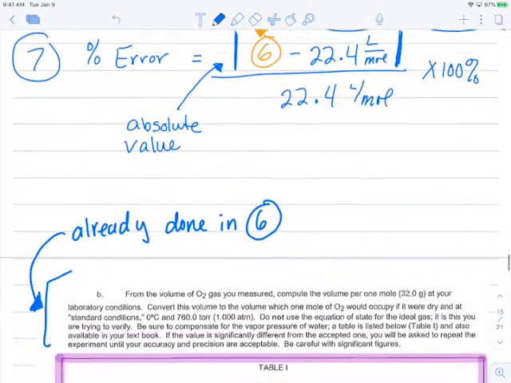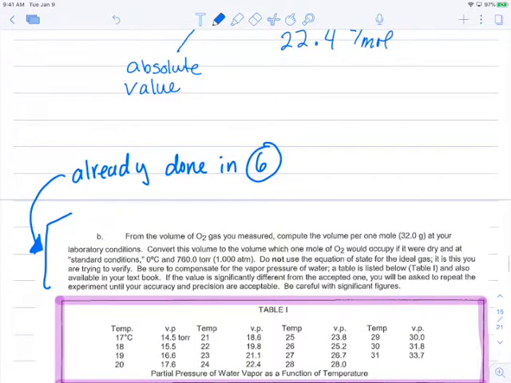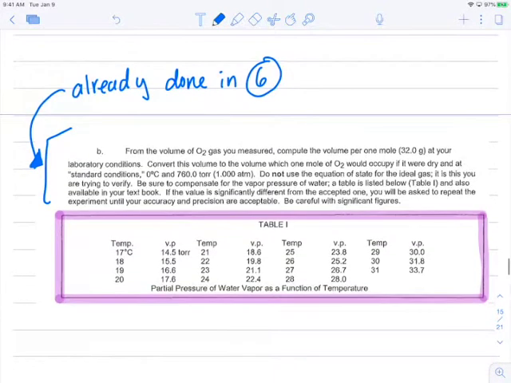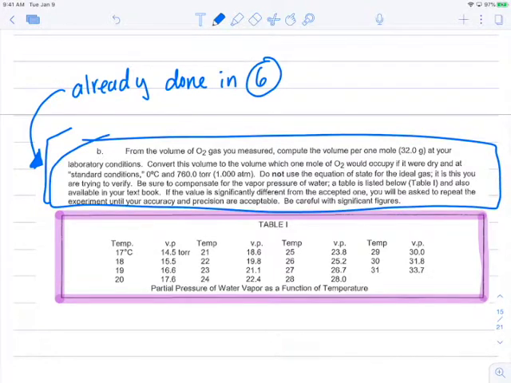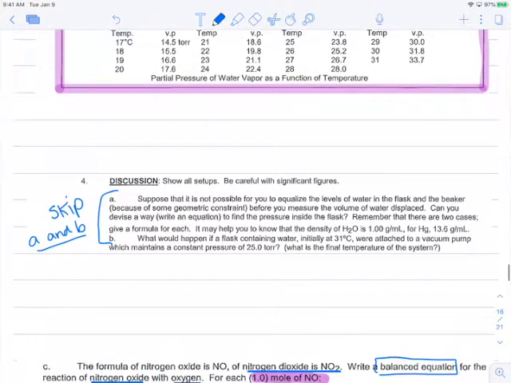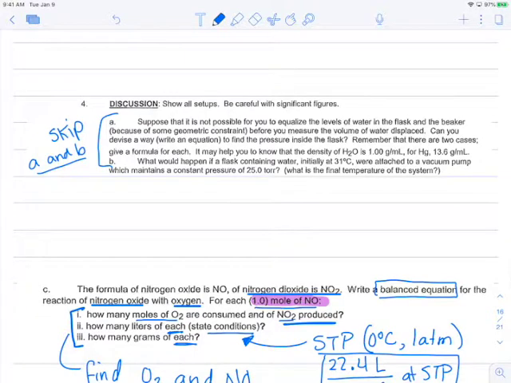All right, so next up, I want to talk to you about the calculations for the post-lab discussion questions. First off, where they say this part B, blah, blah, we've already done this. That was number 6, so don't worry about this right here. You have already done it in number 6. All right. So next up, discussion. I'm going to let you skip A and B because they're kind of confusingly written, and we're going to start with C. So if you have your lab out right now, go ahead and skip A and B for number 4, and we are going to start with C.